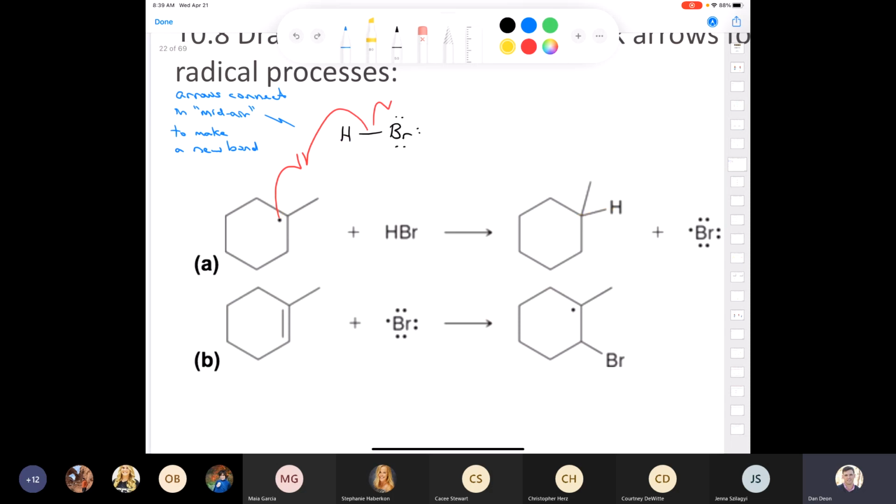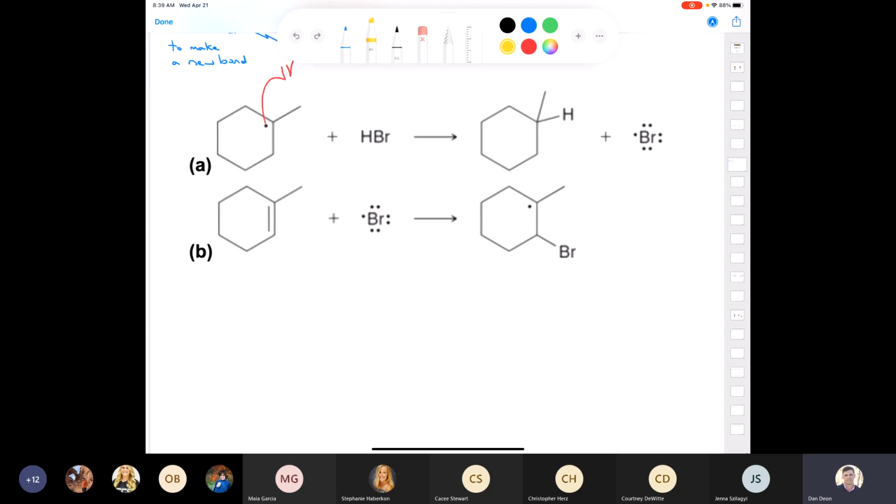Well, let's take a look at the next one. Again, it's another propagation step because we're starting with a radical, a bromine radical, and we're ending up with a radical here, a tertiary radical. Well, how are we going to do that? First of all, you should know that we need to form a new bond, don't we? We need to form this carbon-bromine bond.